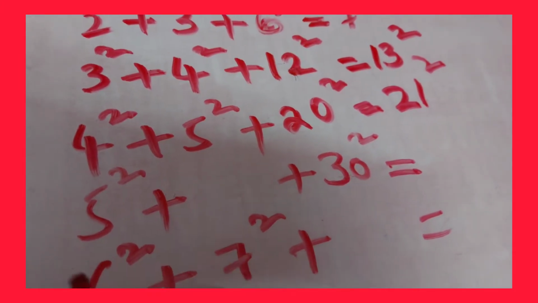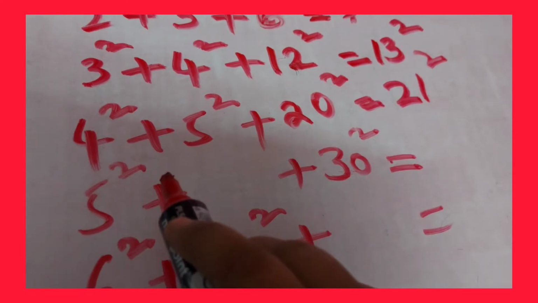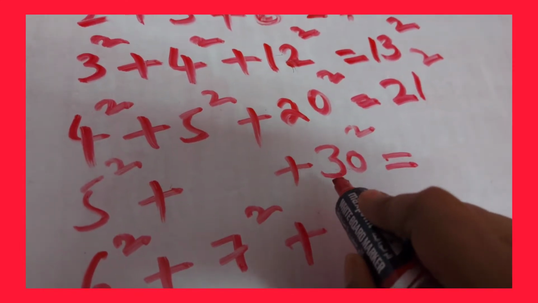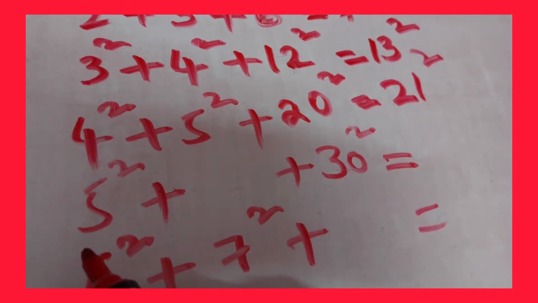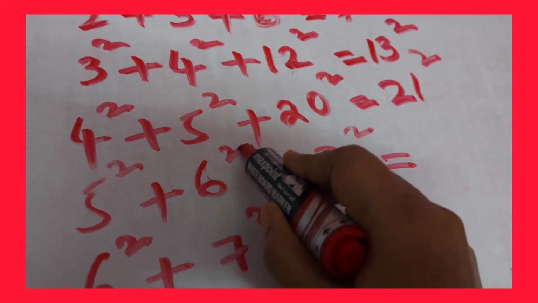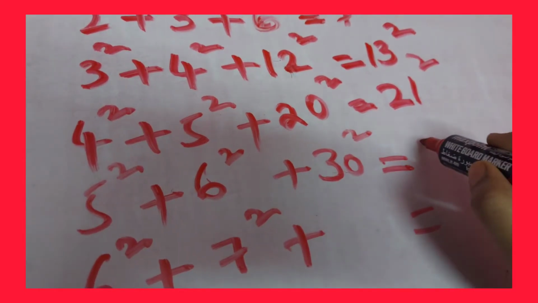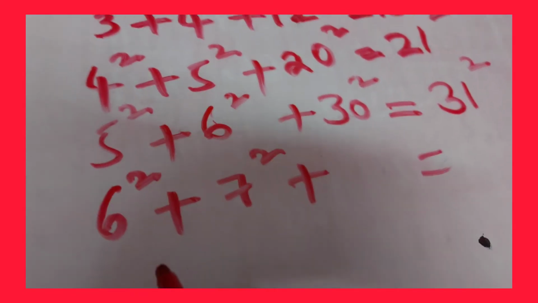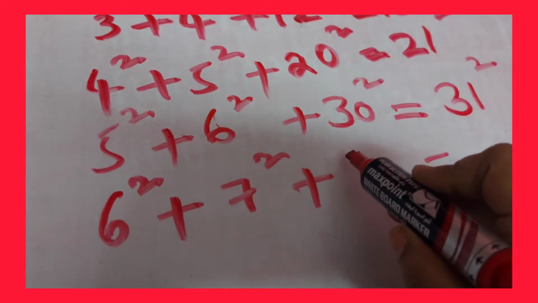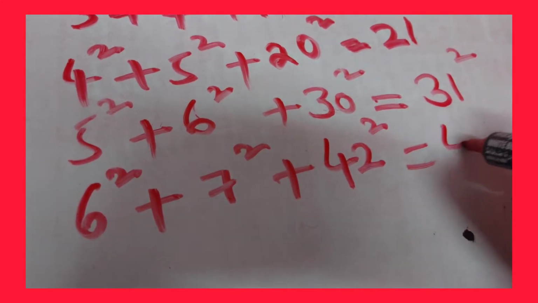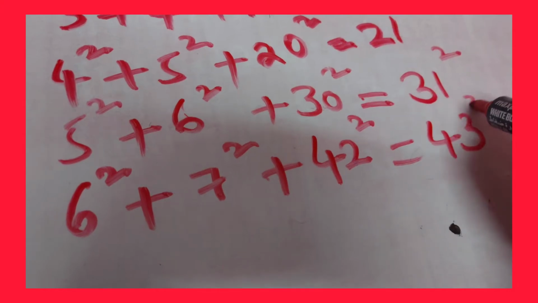Here also. Here what you have to do? 5 square. Here 30 is there. So you have to see how many times these 30 goes in the 5 table. How many times it goes? 5 6s are 30. 6 square. So after 30 what comes here? 31 square. So here also 6 7s are 42. It is 42 square. After 42 what comes here? 43 square.